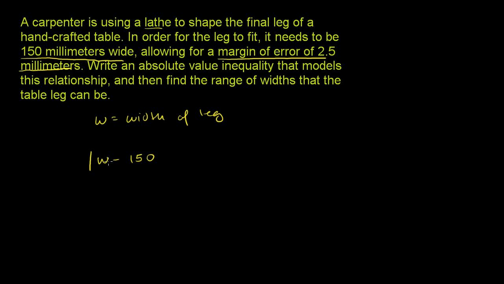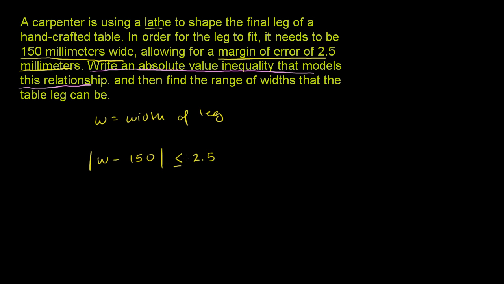So we just really care about the absolute value of the difference between W and 150. This tells us how much of an error did we make. And all we care is that that absolute error has to be less than 2.5 millimeters. And I'm assuming less than. They're saying a margin of error of 2.5 millimeters. I guess it could be less than or equal to. We could be exactly 2.5 millimeters off. So this is the first part. We have written an absolute value inequality that models this relationship.